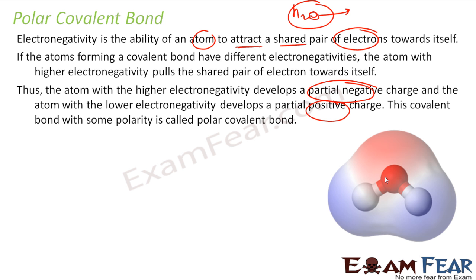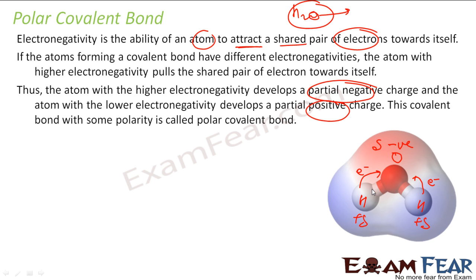For example, in this case, this is my oxygen, this is hydrogen, and this is hydrogen. The hydrogen will develop a slightly positive charge, and the oxygen will develop a slightly negative charge. Why? Because oxygen is electronegative in nature, and it will pull the electron towards itself a little bit more. So the electron will be sharing more time with oxygen than hydrogen.